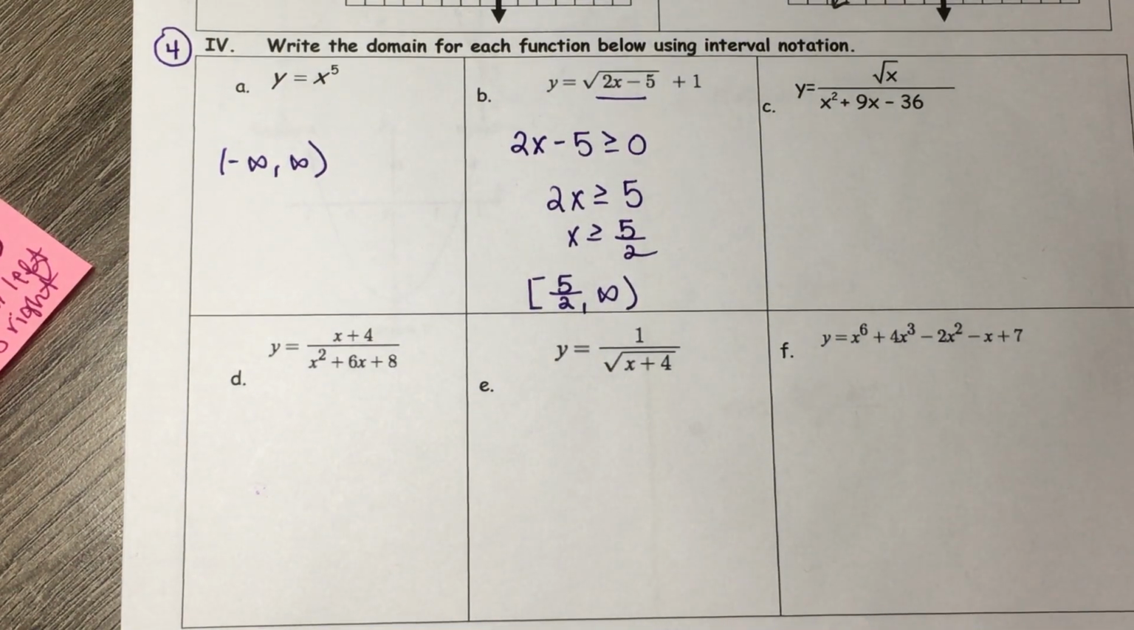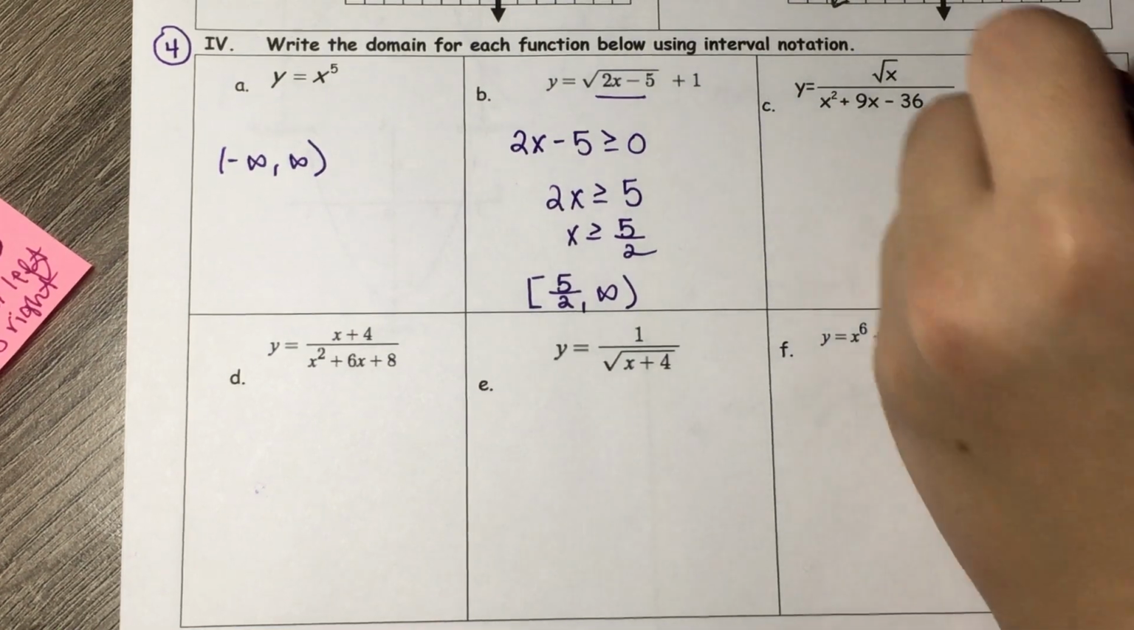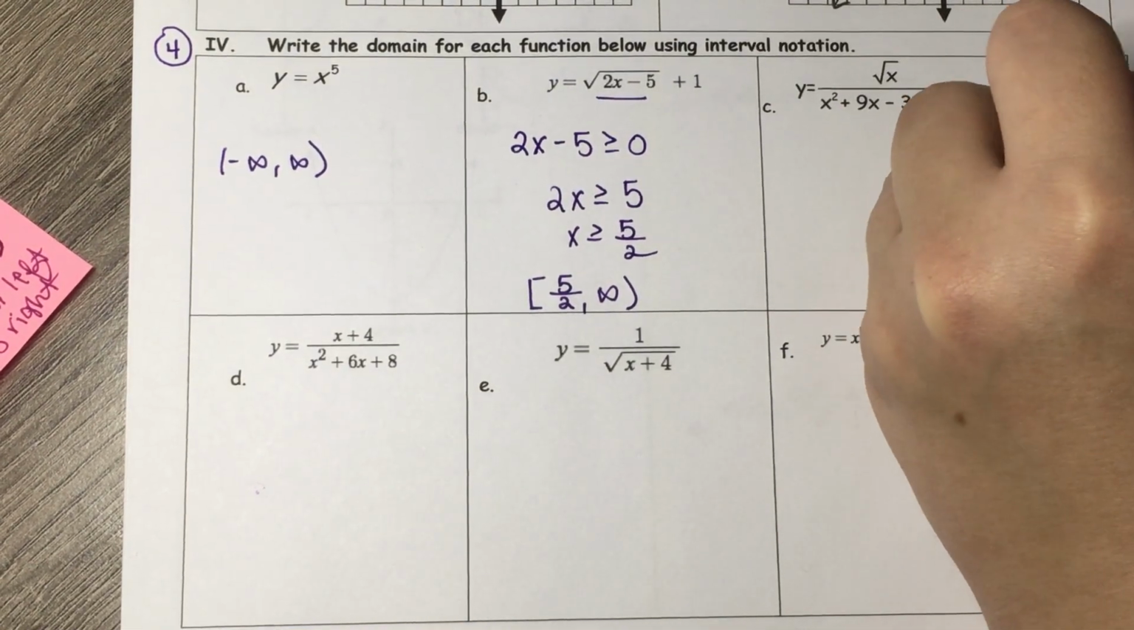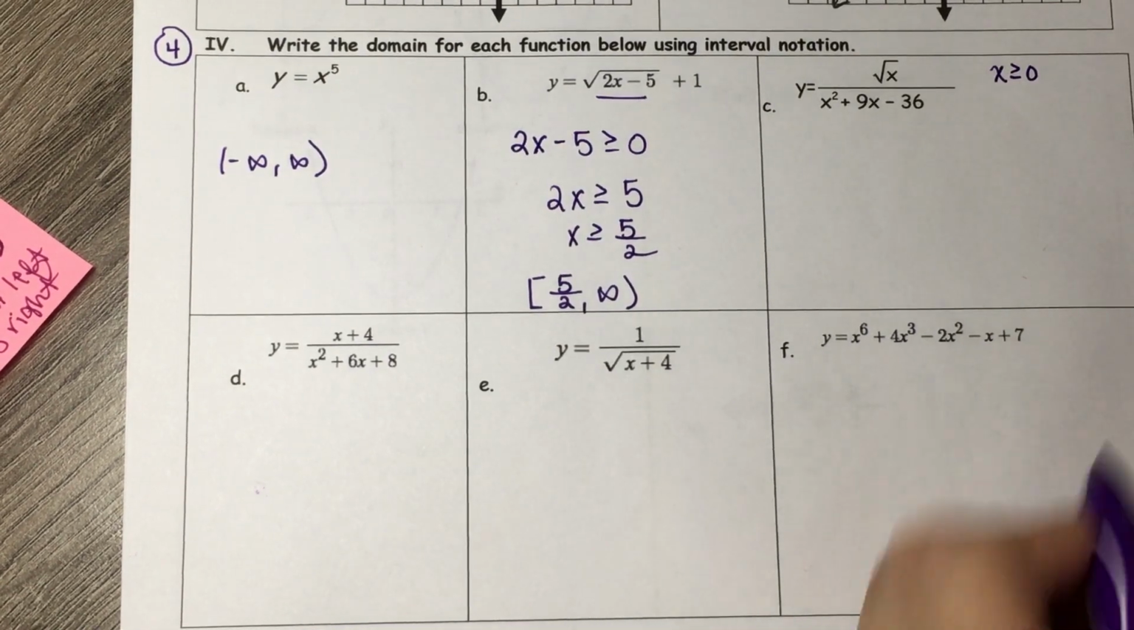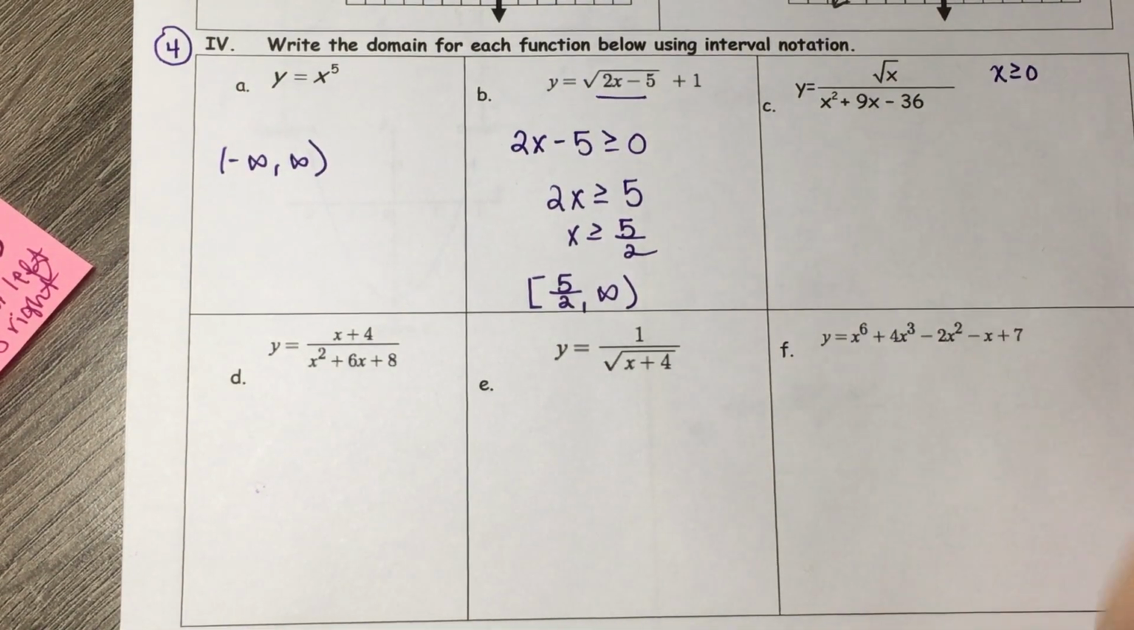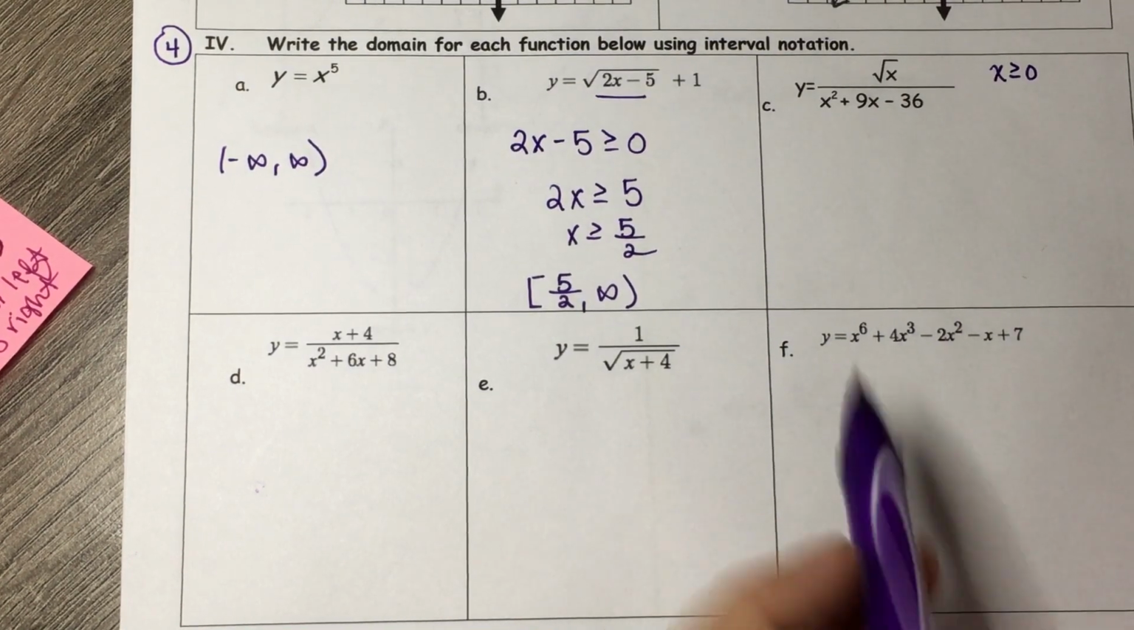All right, now taking a look at letter C, we have 2 things going on here. We have a radical up in the numerator. We got to make sure that that radical is greater than or equal to 0, everything under it. And then we have this quadratic down in the denominator. So we're going to go ahead and factor this quadratic and see what values are going to make it 0.